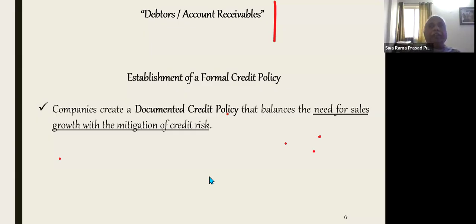So, whenever you are verifying the data, you have to read the credit policy of the company. The companies create a documented credit policy that balances the need for sales growth with the mitigation of credit risk. Even when companies sell goods on credit, some sales will turn bad. That's why the companies provide for bad and doubtful debts.